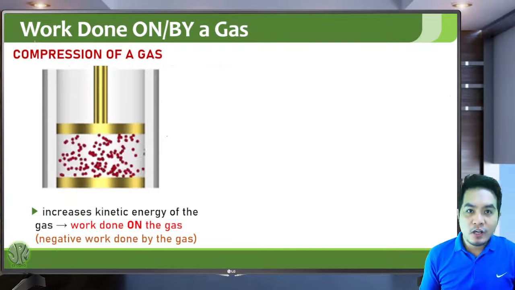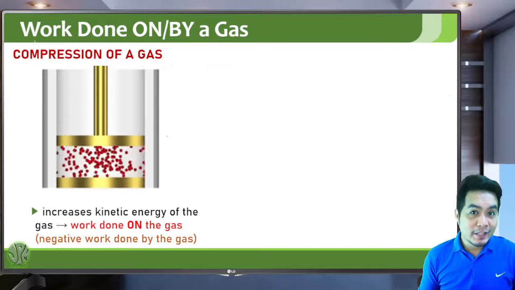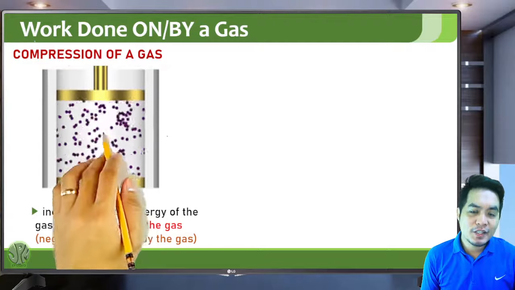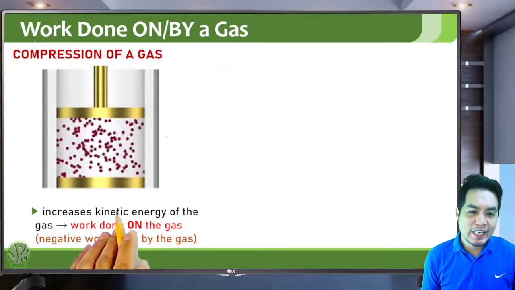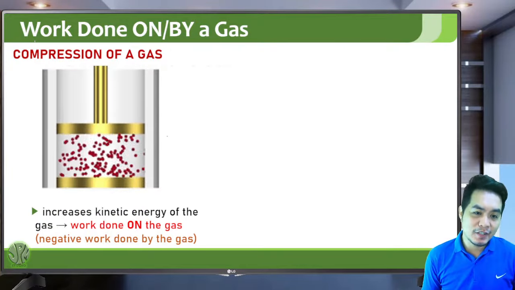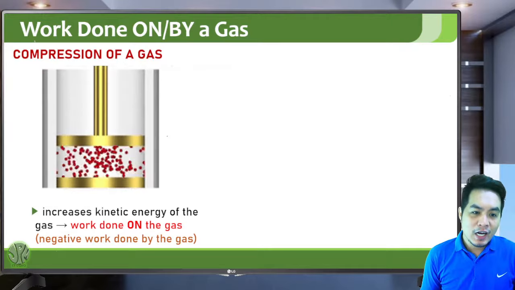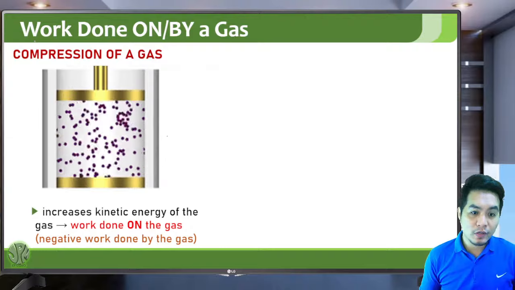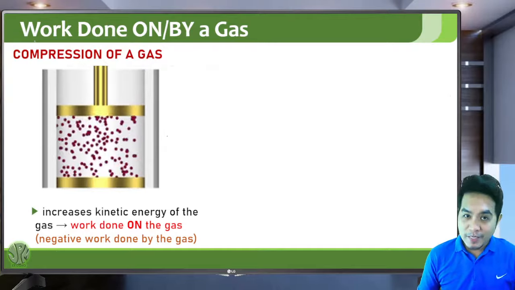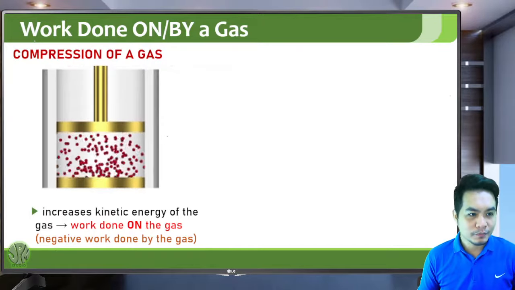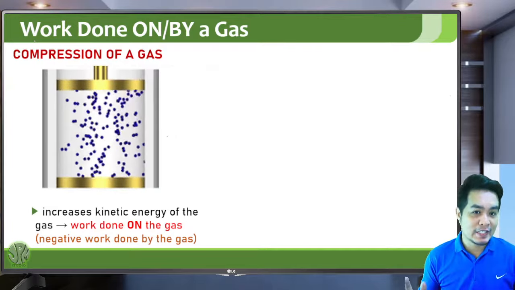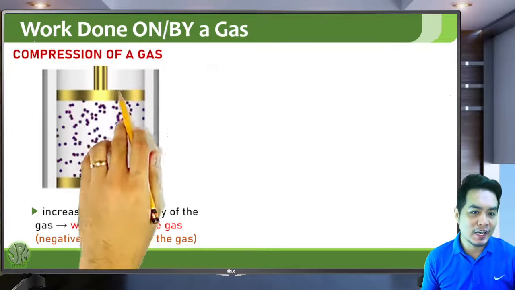Doing work is basically just transferring energy. In this case, the piston transfers energy into the gas, and therefore it increases the kinetic energy of the gas. So we say that since the gas is not the one doing the work, the work done by the gas is negative, because the piston is the one doing the work. Again, our point of reference, our thermodynamic system here, is the gas, not the piston.